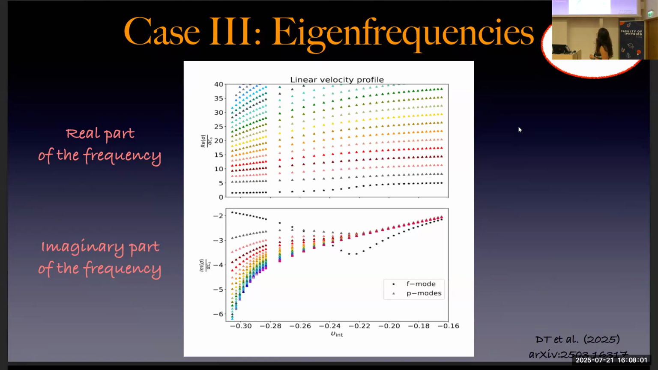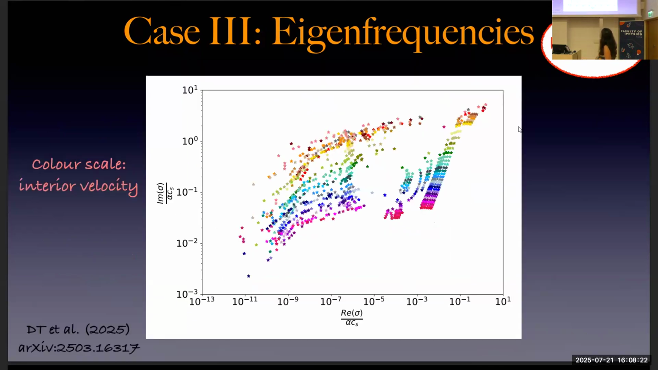The first one is the stable branch, where we have basically, again, P modes with decreasing frequency, and they resemble a bit the case of the plane waves, while you can see that the imaginary part is always negative, and therefore we call them stable for that reason. Now, on the other hand, we have 2 different branches of unstable modes.